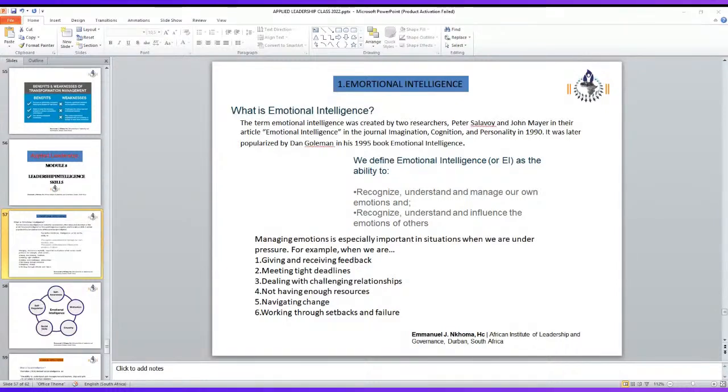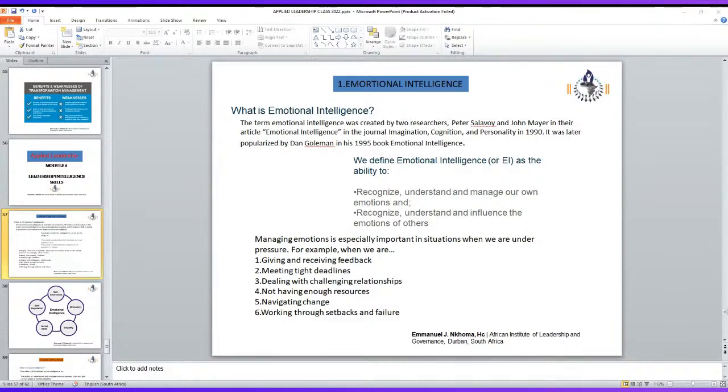So let's look at managing emotions, which is especially important in situations when we are under pressure. When we are under pressure, emotions always rise. Okay? Emotions always rise, Lena Joseph. So we know that when we are under pressure, emotions always rise. One of the things that I've learned is to manage and try to control your emotions. Let's look at, for example, when we are giving feedback.